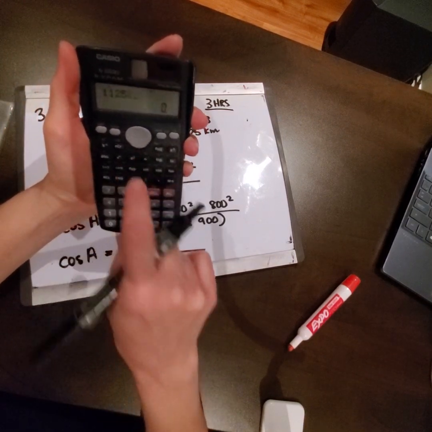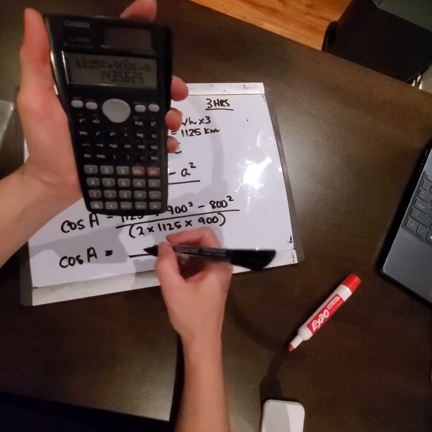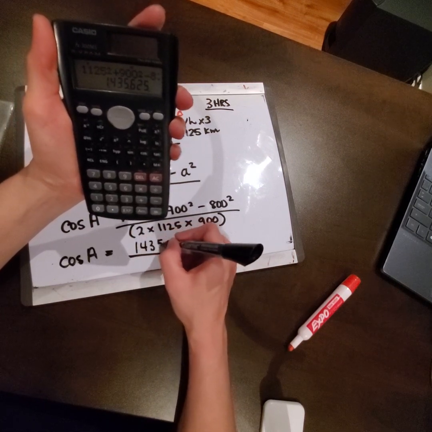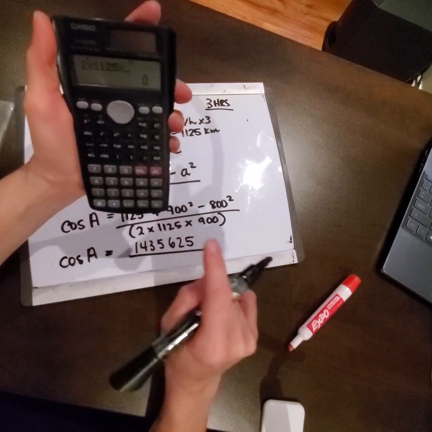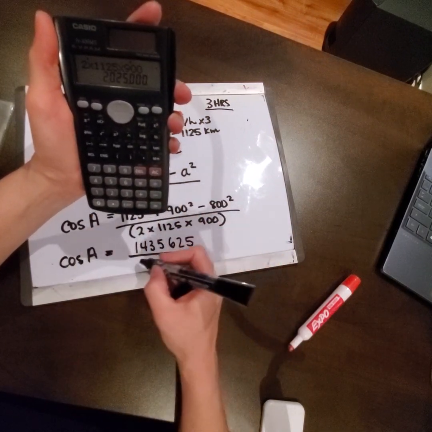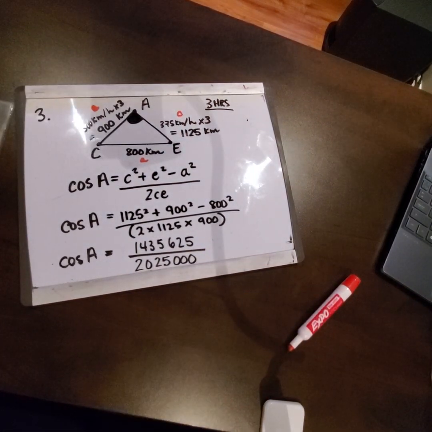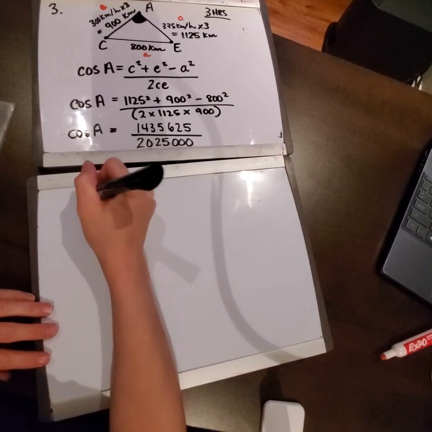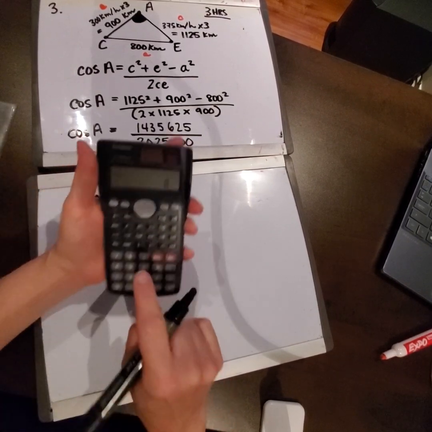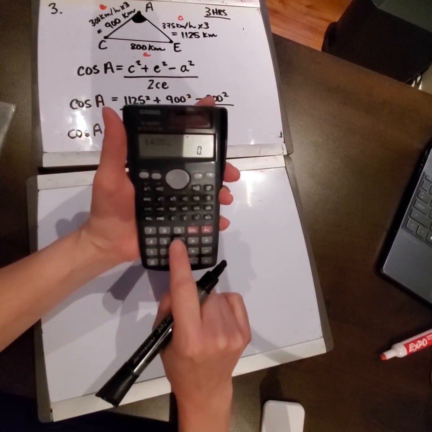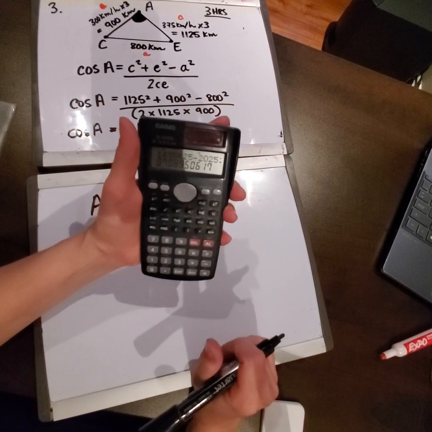So we've got 1125 squared plus 900 squared minus 800 squared, which leaves me with this big monster on the top. In the denominator, I have 2 times 1125 times 900. I've got this monster on the bottom. Make sure you copy them correctly. Okay, so now I can go right from here to the final answer. Okay, so I'm going to take 1435625 divided by 2025000. That is not the final answer.